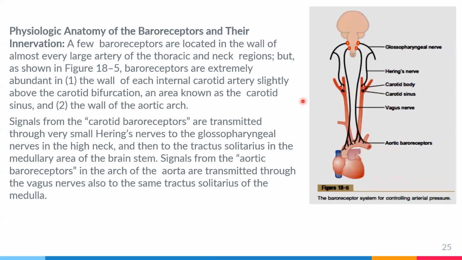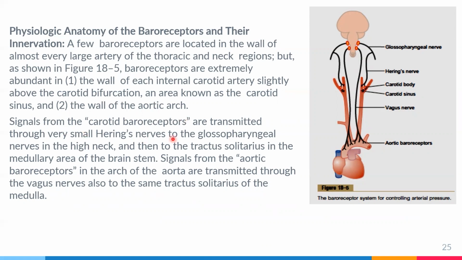Now we will look into the baroreceptors in detail. First, we will look into the physiologic anatomy of the baroreceptors and their innervation. A few baroreceptors are located in the walls of almost every large artery of the thoracic and neck regions. But as shown in the figure, baroreceptors are highly abundant, firstly, in the wall of each internal carotid artery, slightly above the carotid bifurcation, an area known as the carotid sinus, and in the wall of the aortic arch.